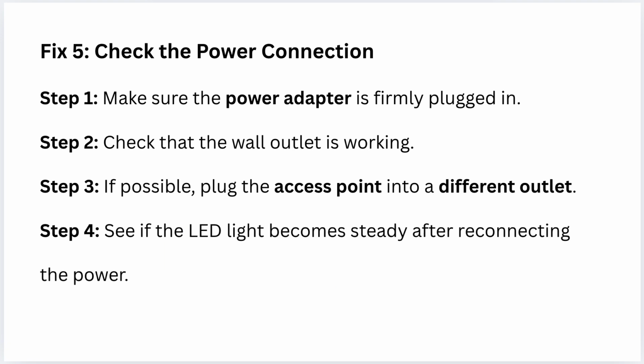Fifth one is check the power connection. Make sure the power adapter is firmly plugged in, then check that the whole wall outlet is working. If possible, plug the access point into a different outlet. See if the LED lights become steady after reconnecting the power.